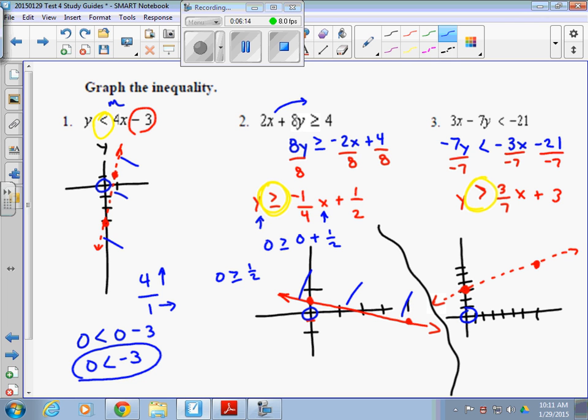When we plug it in, 0 is greater than, anything times 0 is 0, plus 3. 0 is greater than 3. Again, that's not a true statement. So towards 0, 0 is wrong. We're going to shade away from 0, 0.